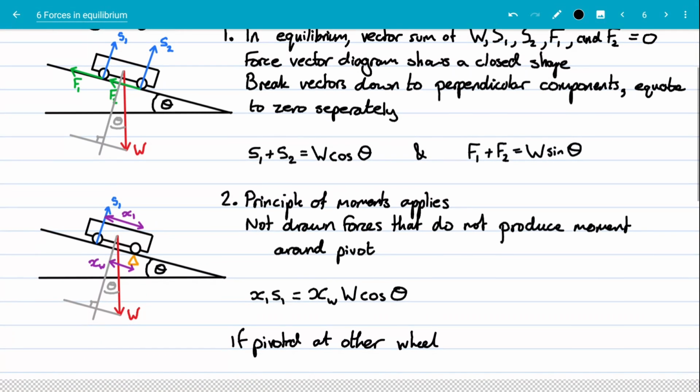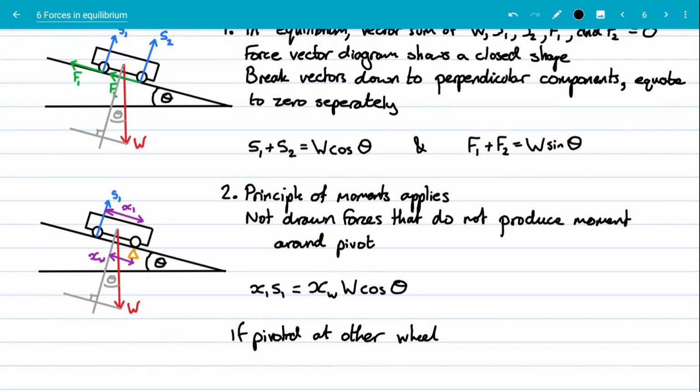Then it would look like, so S2, x1, S2 would be the same thing, wouldn't it? It equals, but then the line of action is going to be the same thing. So I think xw, if it's directly between the two pivots. So let's say it's x1 minus xw multiplied by, it's still the same thing. So it's still going to be cosine w cosine theta.